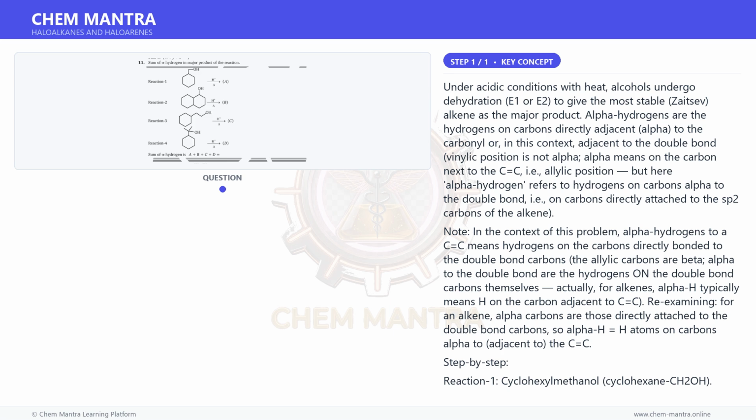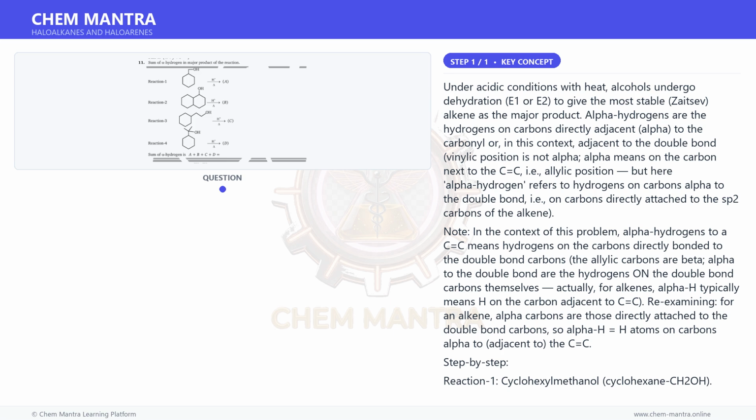If B equals 9, C equals 9, let's check. If the major product has more alpha H, re-examining with answer equals 32 and assuming A equals 7, D equals 7, B plus C equals 18, so B equals 9, C equals 9 is plausible. For reaction 3, C equals 9, 2-cyclohexylethanol, rearrangement, 1-vinylcyclohexane.